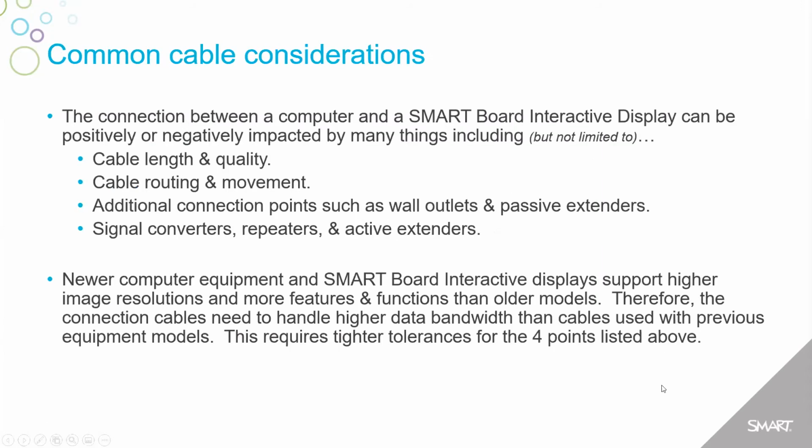So with a standard display, there's a bunch of common cable considerations. The length and quality of the cable, the routing and movement of a cable, additional connection points such as wall outlets and extenders, signal converters, repeaters, and active extenders. These are all common things that typically exist between a computer and a Smartboard interactive display, which can either positively or negatively impact the signal. We're going to take a closer look at each of those in later slides.